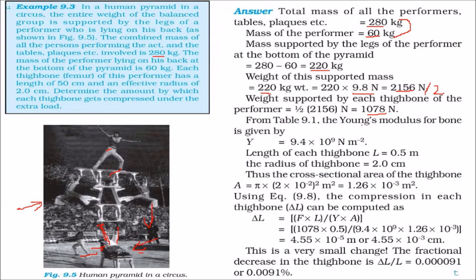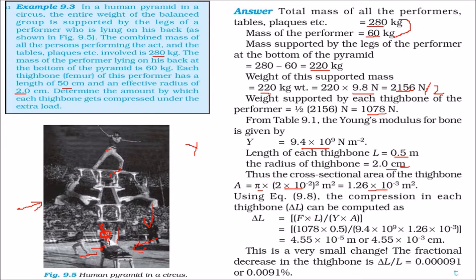The Young's modulus Y of bone is 9.4 into 10 to the power 9 Newton per meter square. The length of each thigh bone is given as 0.5, and the radius is given as 2. This is given in the question itself. So we have converted the length into meters, and we'll also change this 2 centimeter into meters because we need everything in meters. The cross-sectional area of the thigh bone is approximately pi r square, using this radius.